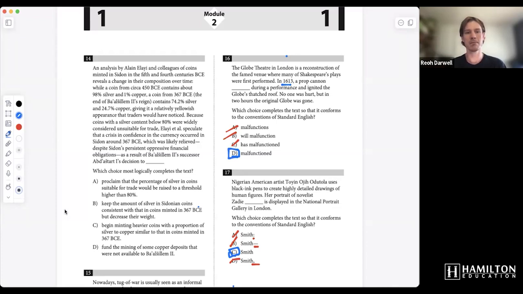But by 367, silver is not the primary ingredient in these coins. So because silver went down a lot, which is an issue because traders aren't able to trade coins that aren't primarily silver, there was a confidence crisis in the currency. So they must have made some sort of decision to resolve this issue. What would it have been? Well, to make sure that the coins are now again primarily made of silver. All right. No more filler.